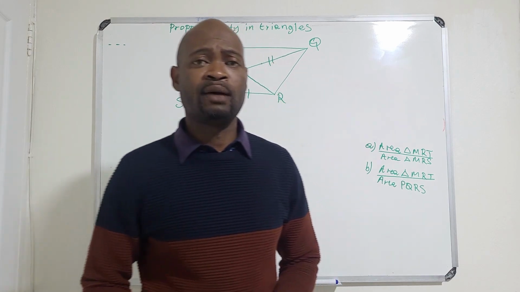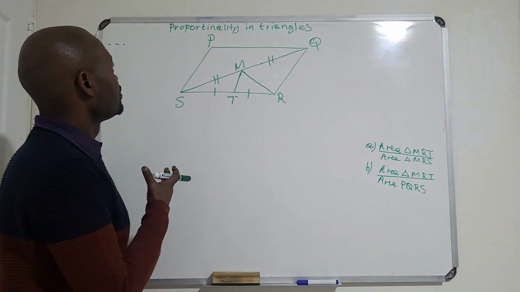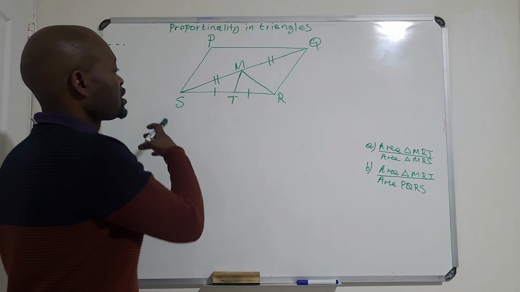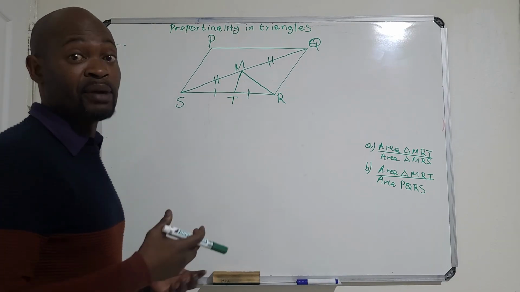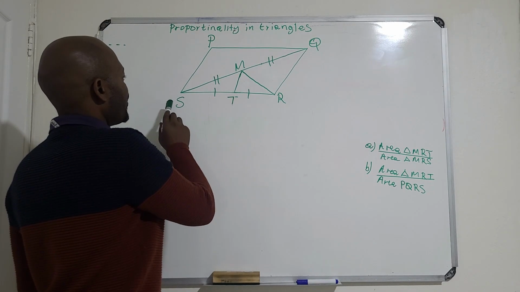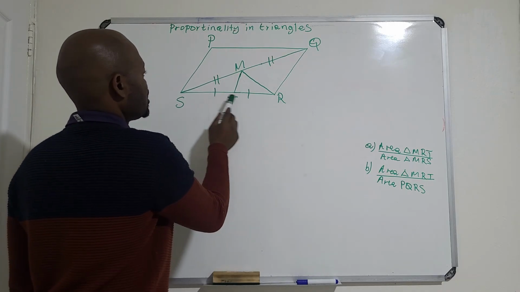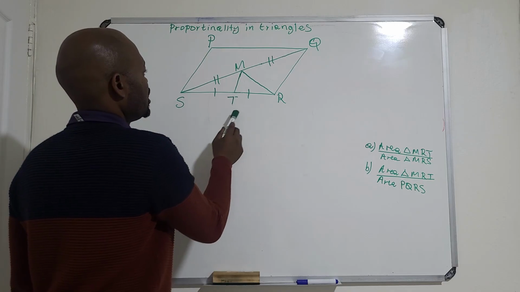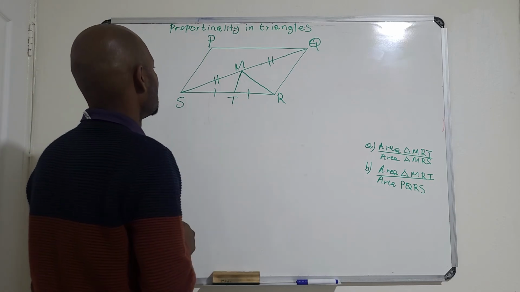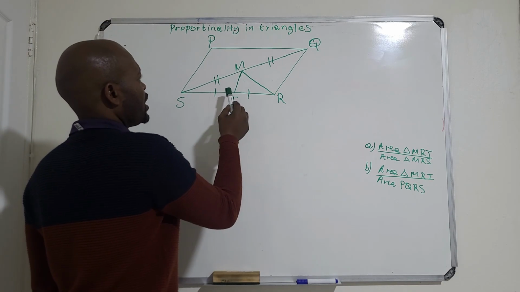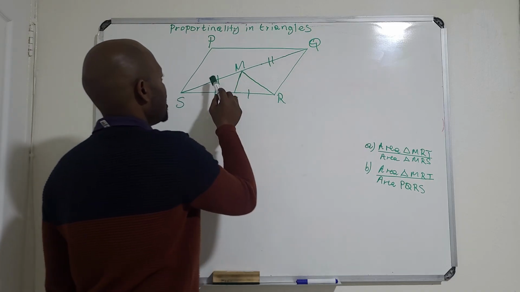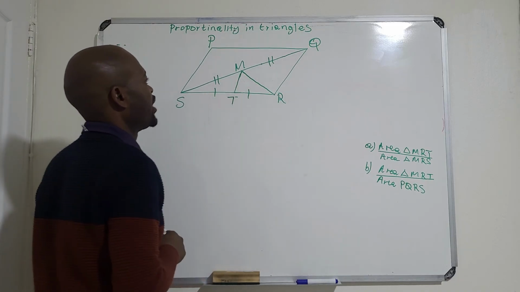Now, let's do an example. In this diagram, PQRS is a parallelogram with ST equals to TR. As you can see, I've shown that ST is equal to TR, with SM equals to MQ. As you can see, I've shown that there.